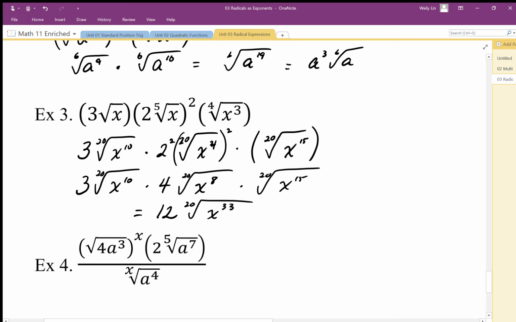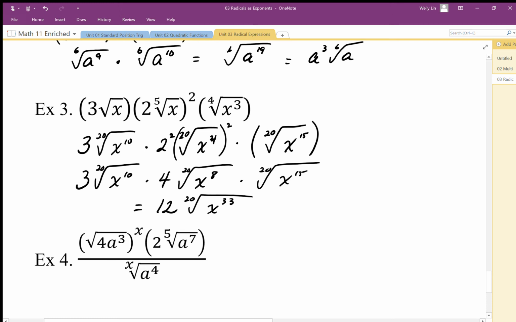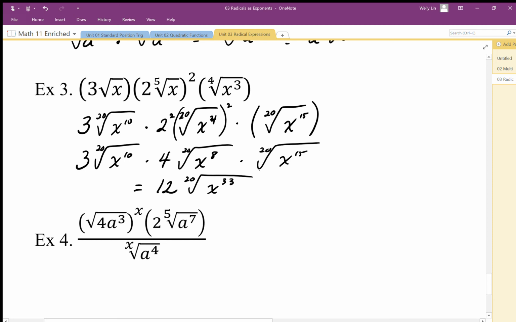Okay, we can leave it like that. We can pull out the perfect powers. I'm just going to leave it like that. Okay, because at this point, there's not a huge advantage of taking the power 20 out of the root.